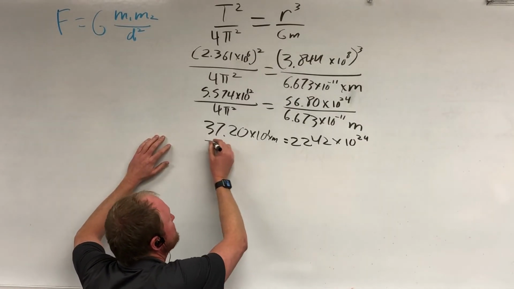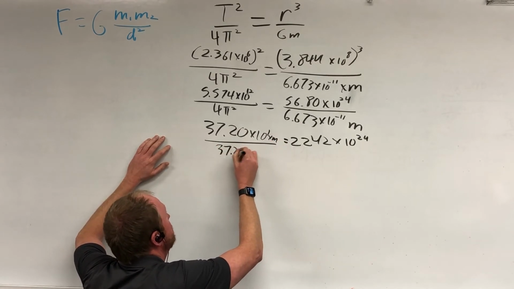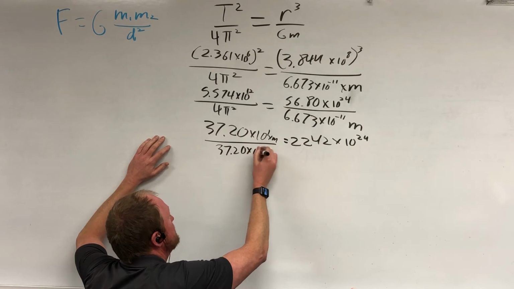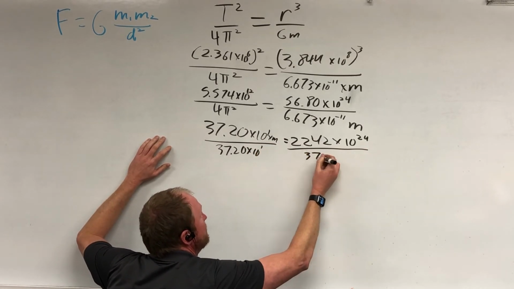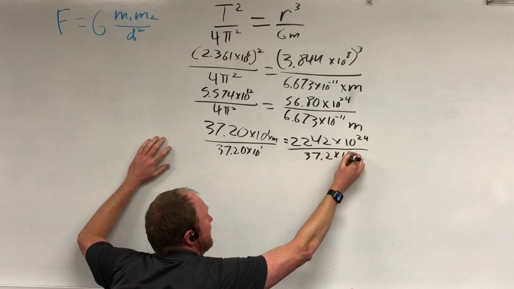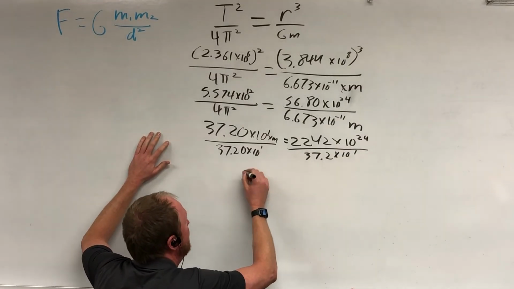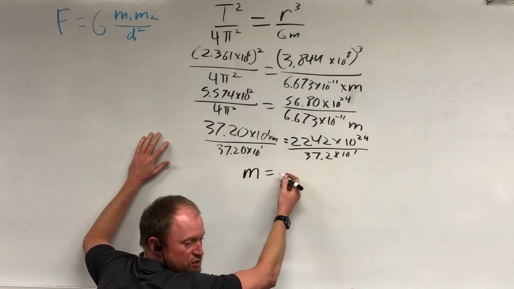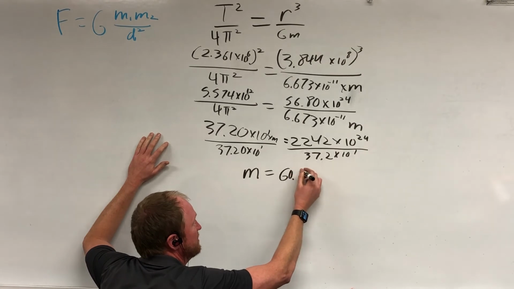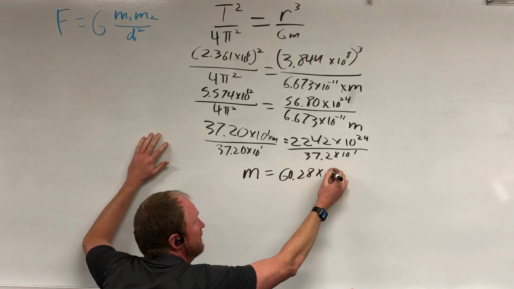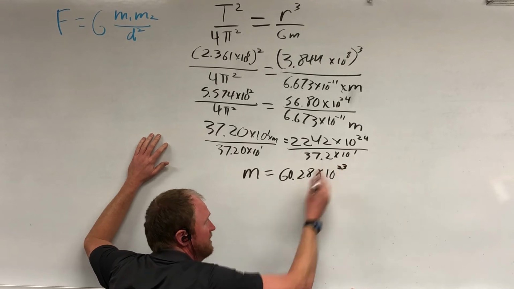Okay, so in order to get m all by itself, I gotta divide by 37.2 times 10 to the 1. And what do I get? I get m is equal to 60.28 times 10. 24 minus 1 is to the 23.